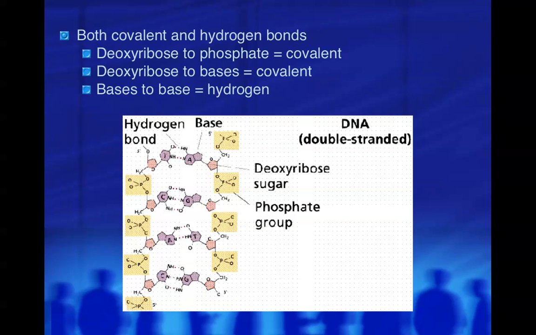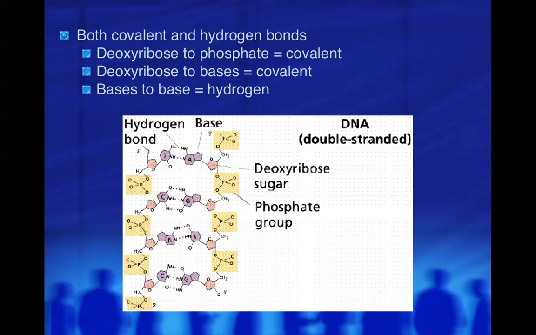Another important aspect to look at for the DNA structure is the bonding. And note it's both covalent and hydrogen, but hydrogen bonds are only found in one location. This is going to be important for replication. They're found between your nitrogen bases. So the sides are covalent bonds. The sugar to the base are covalent bonds. So everything's covalent except for the bases.